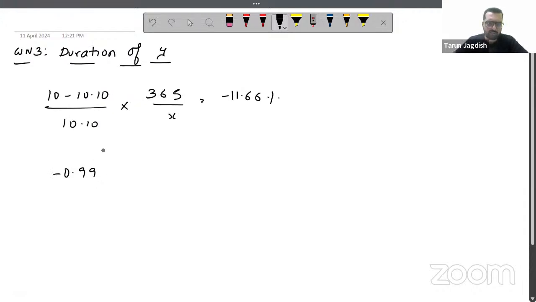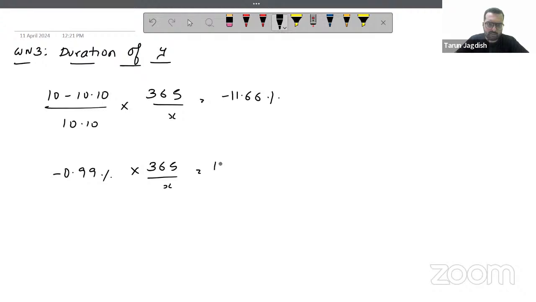Okay, that's right. So you get this into 365 by X is equal to 11.66 percentage. That will be 11.77 percentage. So take the X up and put this down. So it will be 365 divided by this. I think you'll get the answer as 31 days. Please cross check if I'm doing any arithmetic error over here.